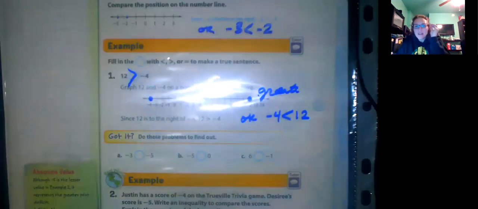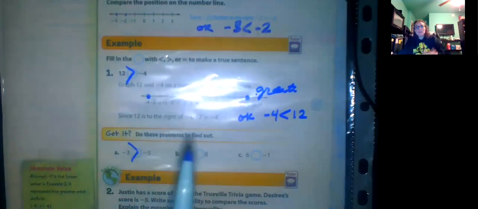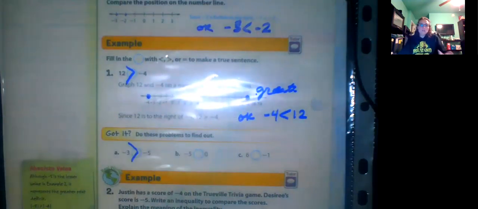Okay, so let's take a look at this problem. -3 and -5. Now, you could draw a number line. We could look up here, even, okay? Or think of it like money. Would you rather owe somebody $3, or would you rather owe them $5? I think I'd rather owe them 3. So -3 is actually greater because you don't owe them as much.